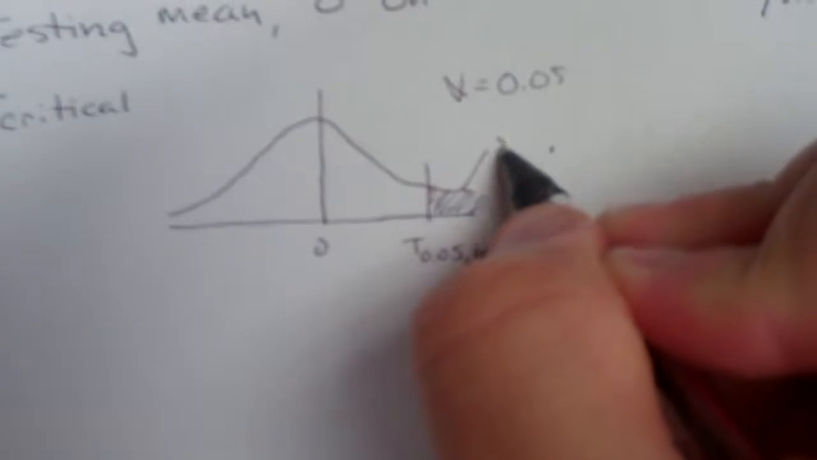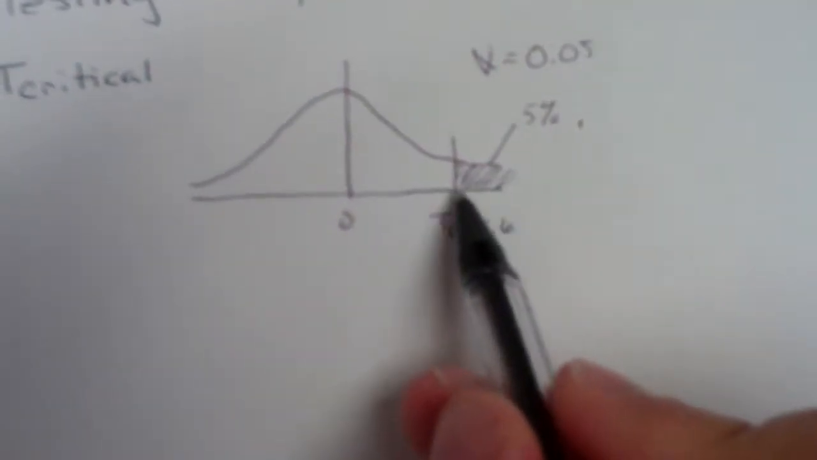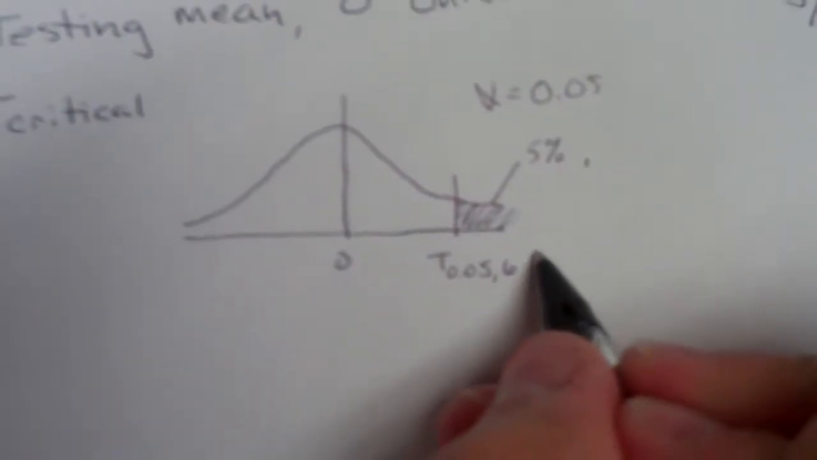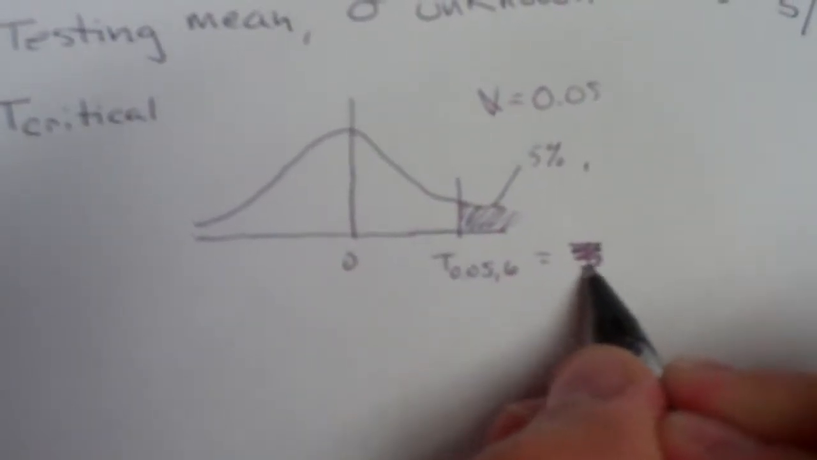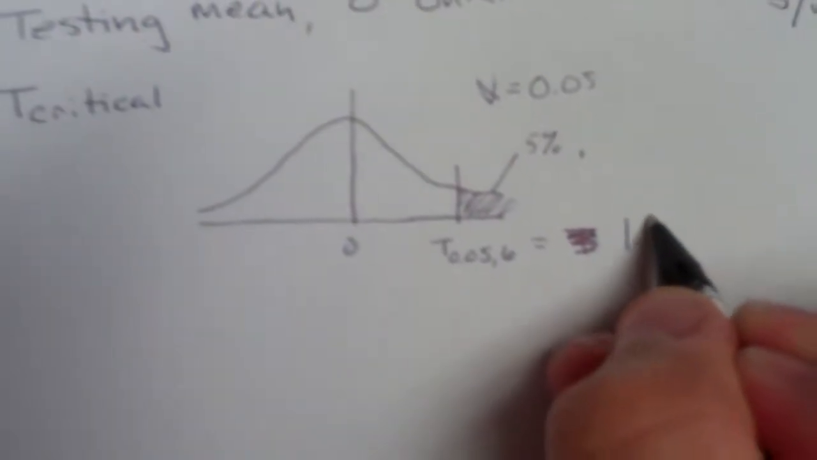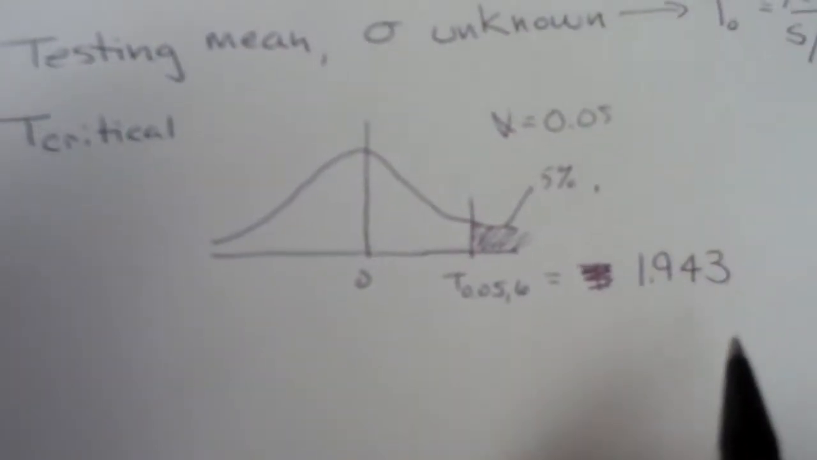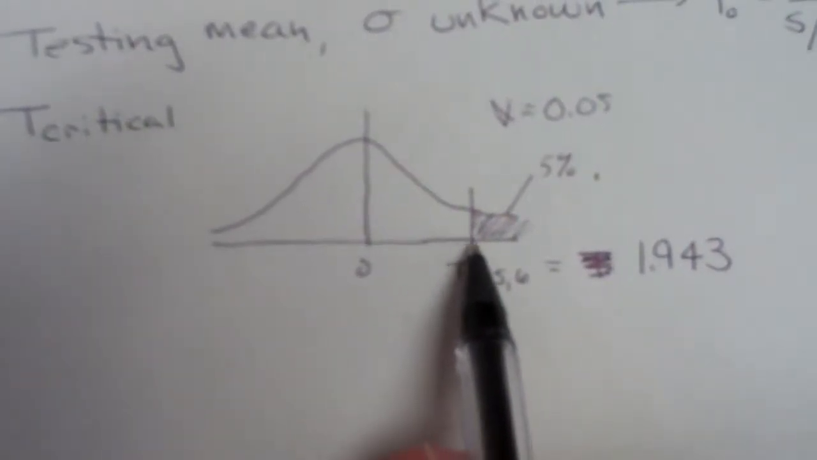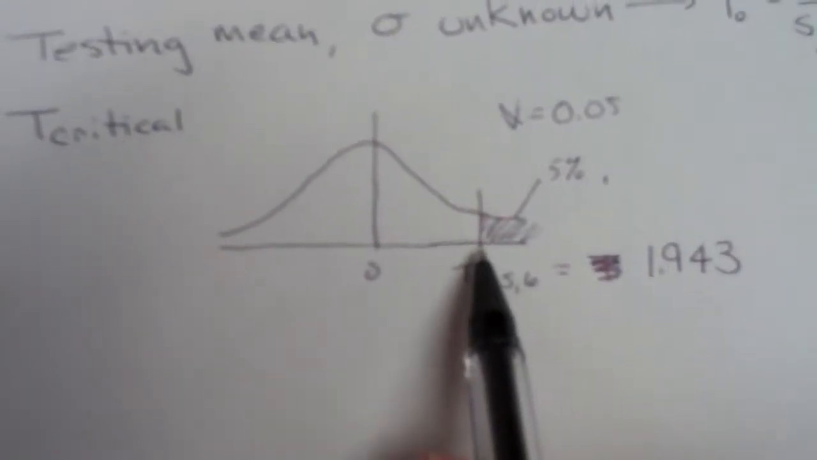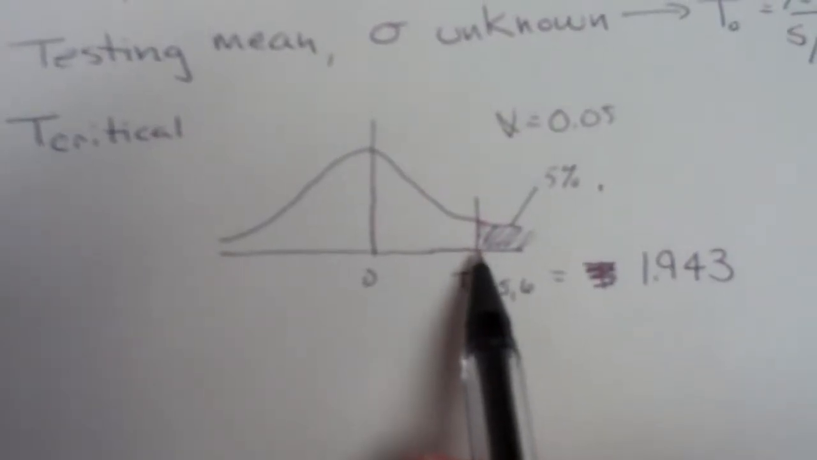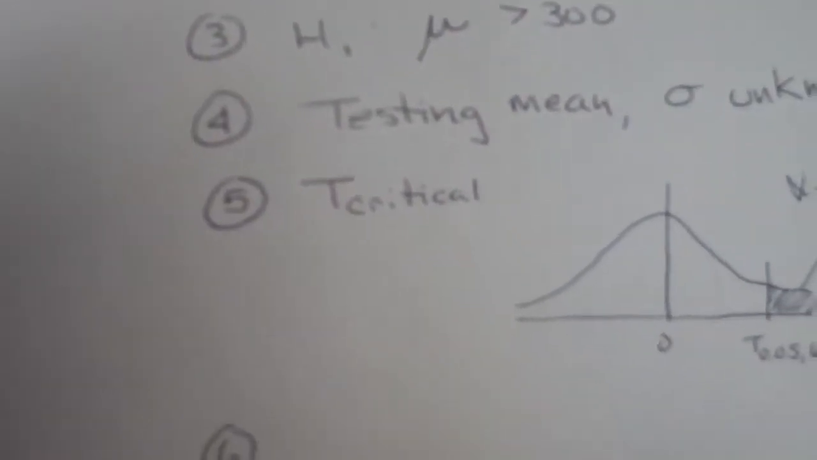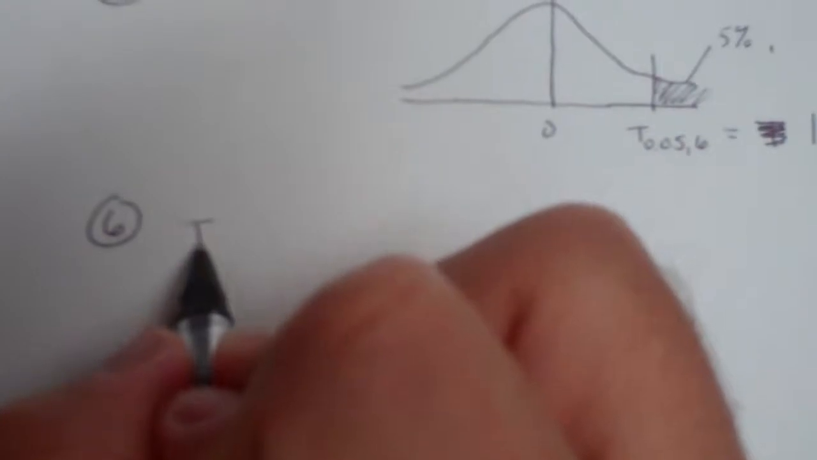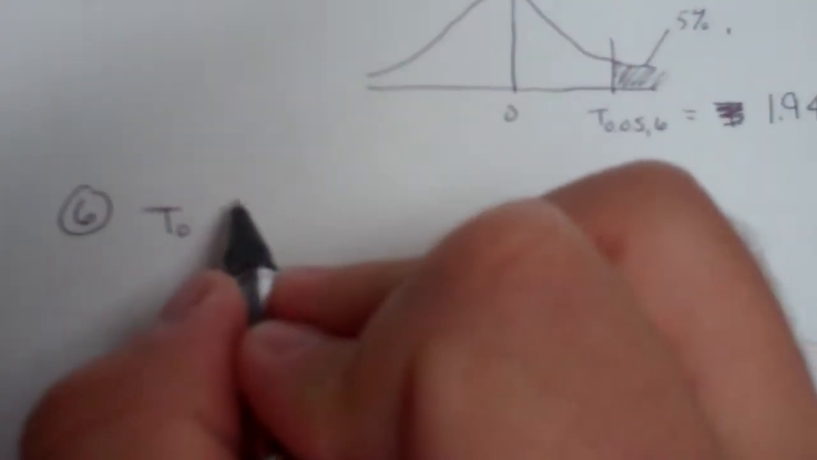And so that means that 5% of the area of our distribution falls above this limit. If we look at our table, we see that the value of t that provides this is 1.943. And so if we go all the way out along our x-axis to 1.943, at that point, with 6 degrees of freedom, we have 5% of the area above that limit. We need something to compare that to, so we calculate a value of t from our sample results.